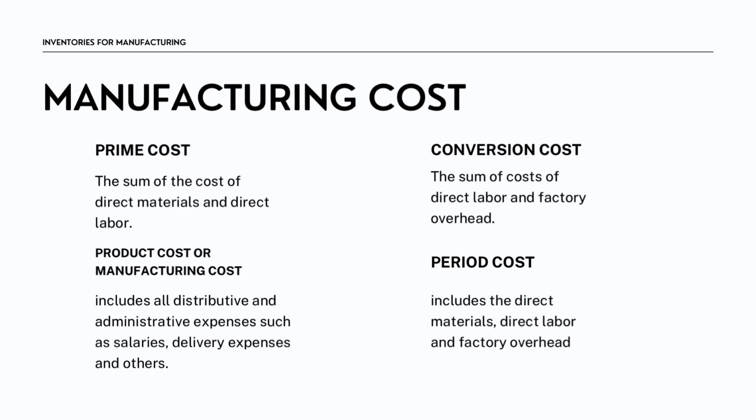So first, the prime cost is the sum of the cost of direct materials and direct labor, whereas the conversion cost is the sum of the costs of direct labor and factory overhead. The product cost, also known as manufacturing costs, includes the direct materials, the direct labor, and the factory overhead.